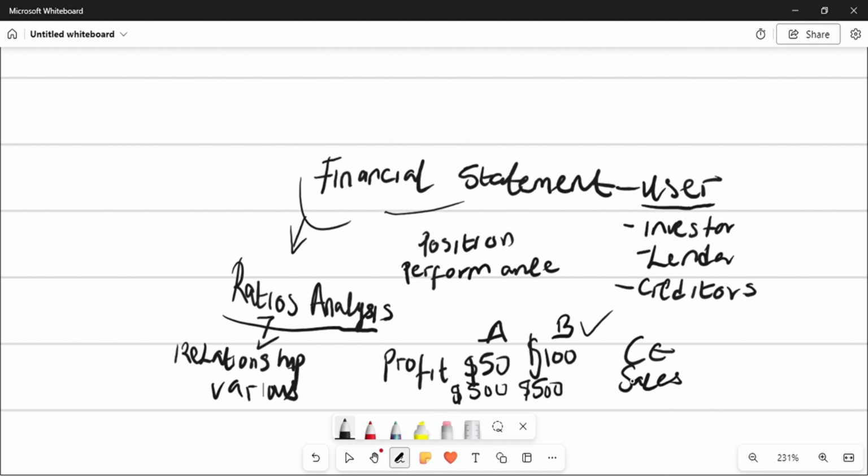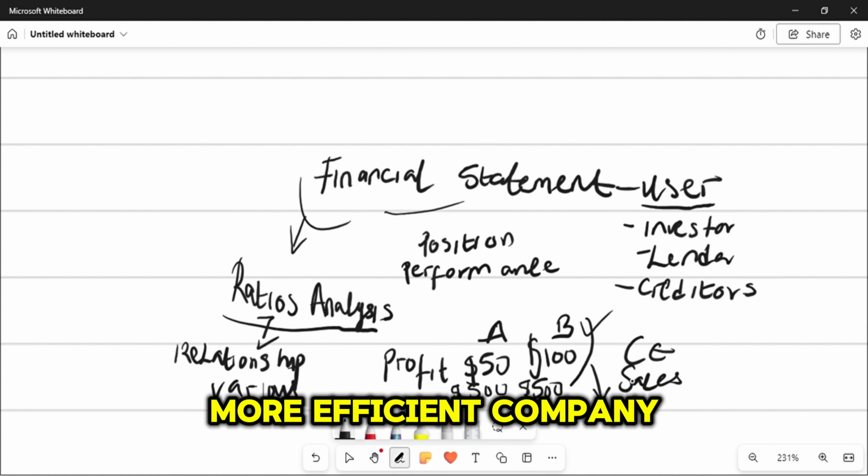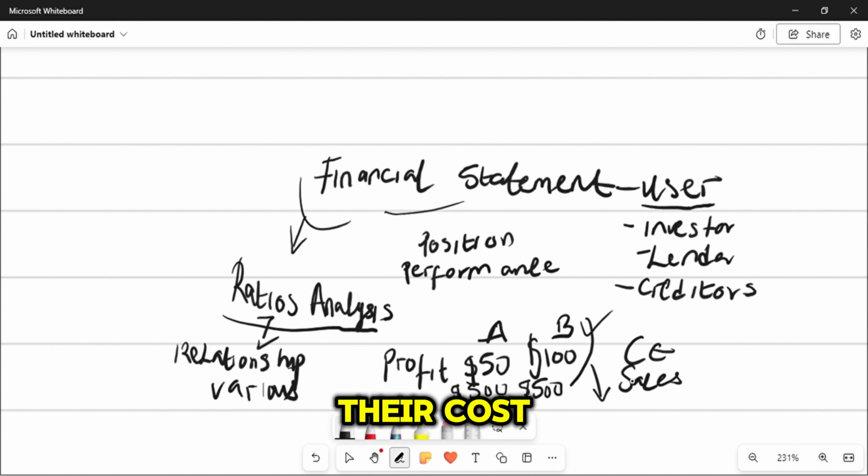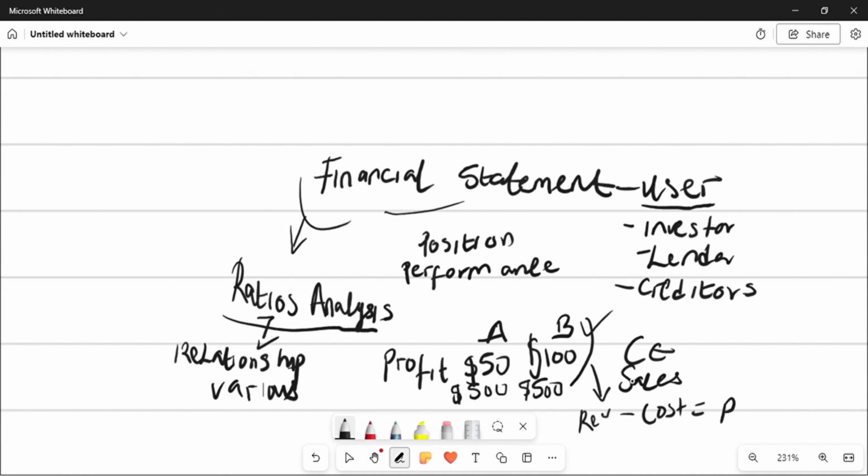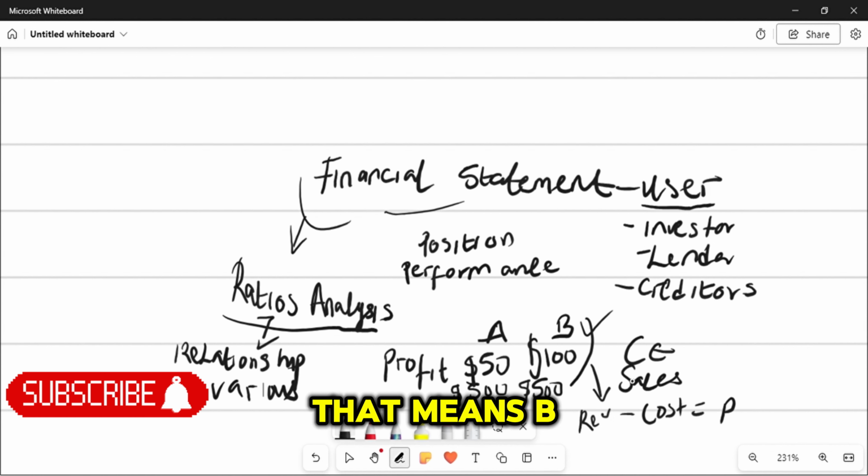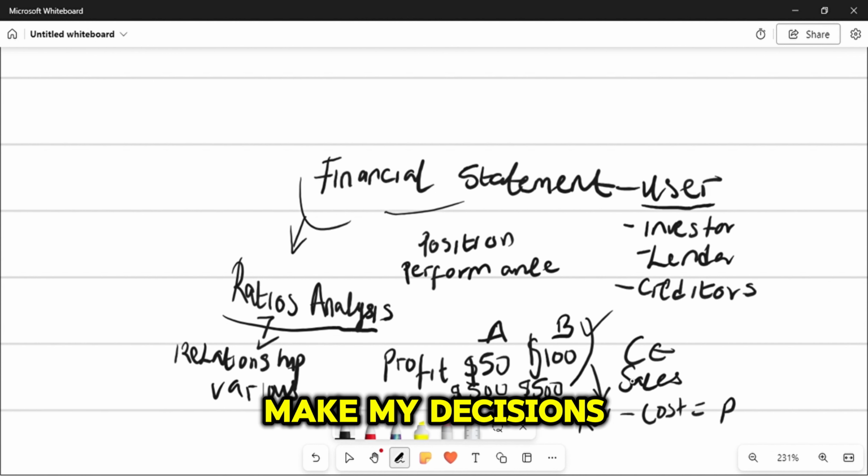Based on this, I can come to a conclusion that B is a more efficient company because they know how to manage their costs. You know that profit is equal to revenue minus costs. So if they are getting the same revenue, but B is making a higher profit, that means B is managing their costs better than A. Does that make sense? So I make my decisions on whether I should invest based on relationship.